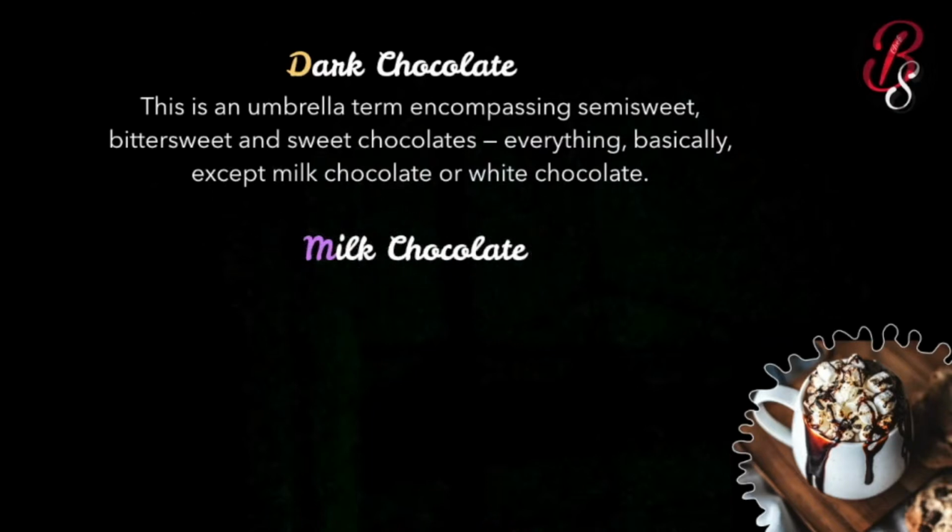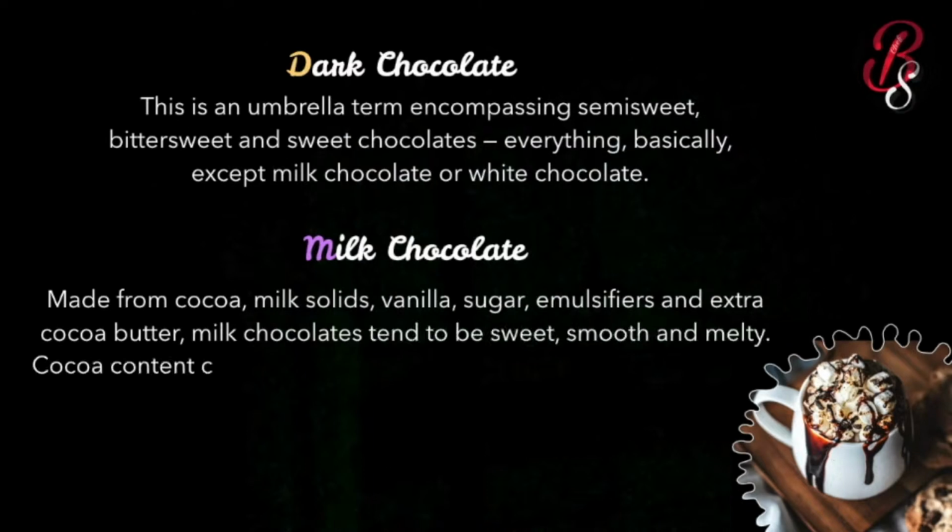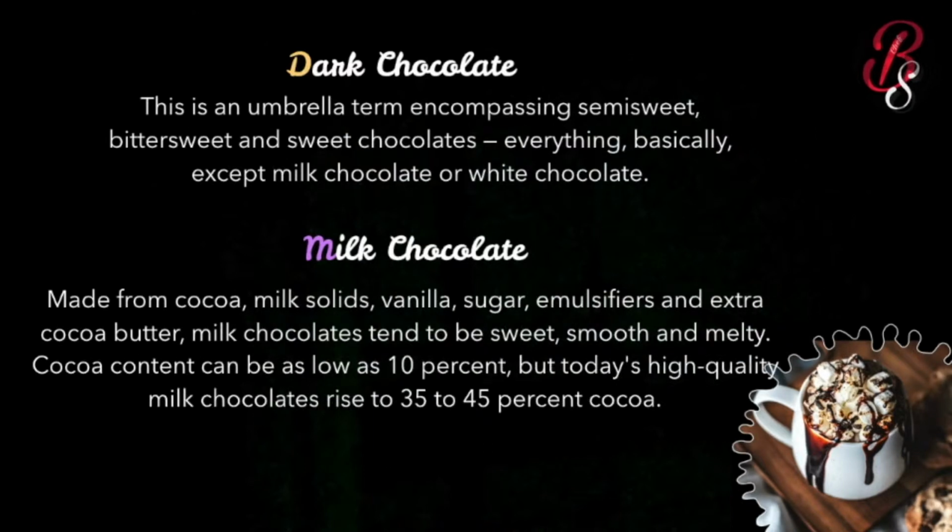So here we look at milk chocolate, made from cocoa, milk solids, vanilla, sugar, emulsifier, and extra cocoa butter. Milk chocolate tends to be sweet, smooth and melty. Cocoa content can be as low as 10%, but today high quality milk chocolate is raised to 35 to 45% cocoa. You can see there's a limit on how much cocoa is added, because milk chocolate is going to be smoother, melty and sweet.